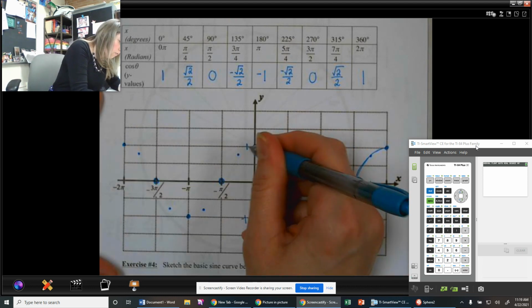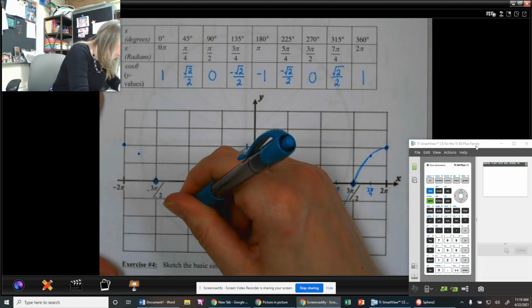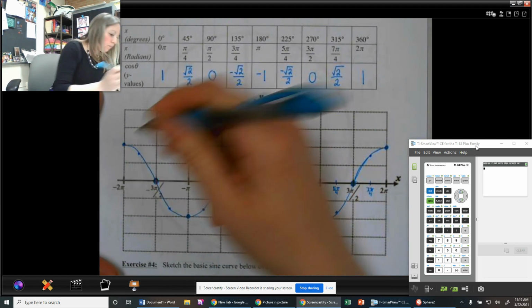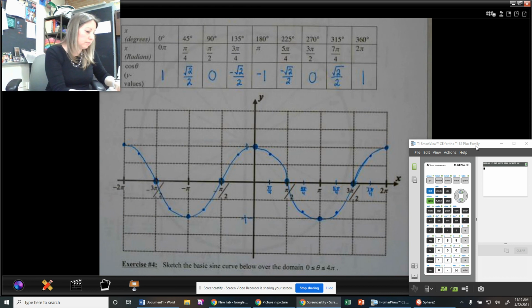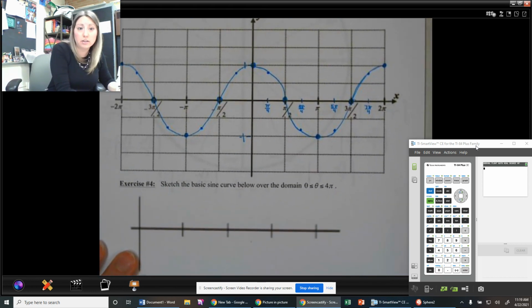And sketch. Ooh, I don't usually go right to left when I sketch. That felt interesting. Sketch back. There's cosine. So, sketching cosine moving just forward and not in negative radians.